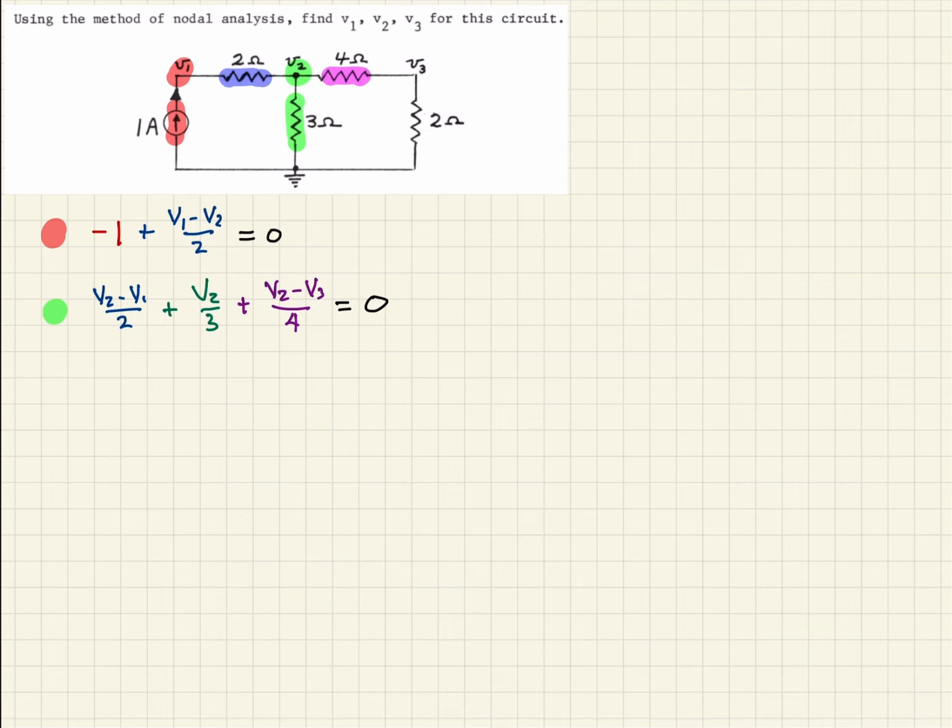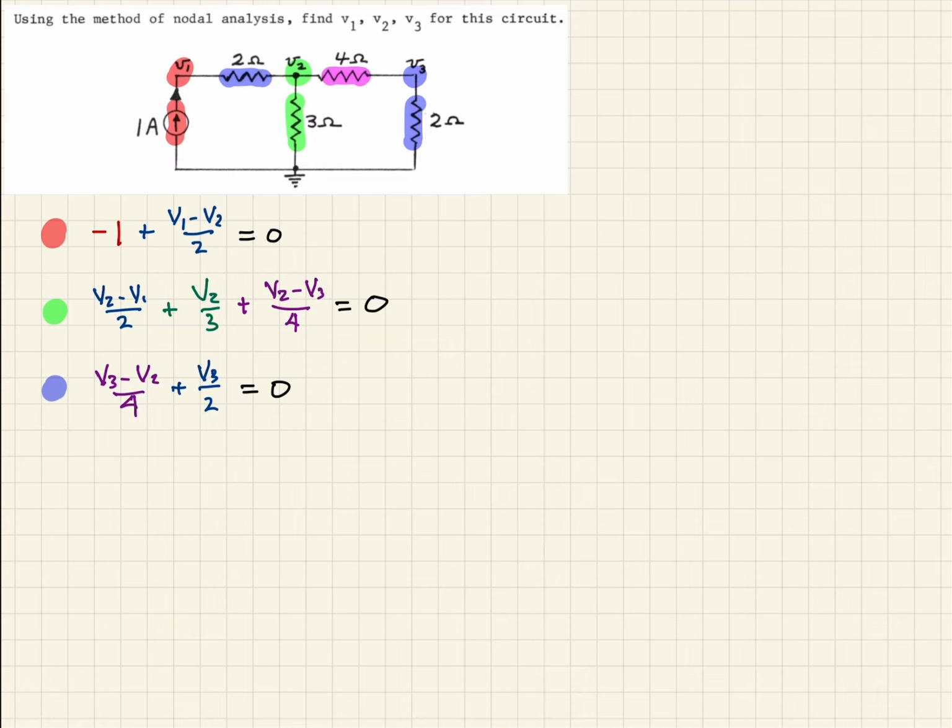Okay, so that leaves us one final node here. We'll represent that here, V3, or node 3, maybe we would call that. And we can see that we have 4 ohm already in purple, so let's write that. Again, Ohm's law, difference in the voltages, V3 minus V2 over 4. And then finally, we've got this resistor here. Again, another Ohm's law application. That'll be the voltage V3 over the resistance 2 ohms. Again, we set that equal to 0.